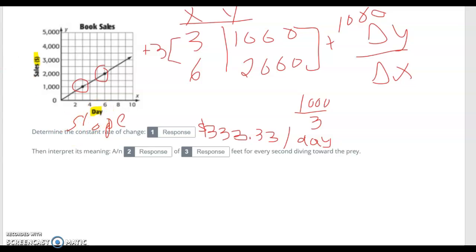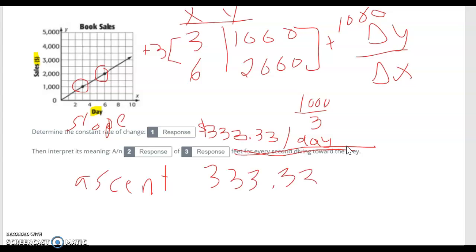Let's look at this. To interpret its meaning, because it is a positive slope, it is an ascent, or ascending, of 333, and this should be dollars per day. They had taken it from the last question, so this gets scratched out. It's an edit, so it's $333.33 per day.